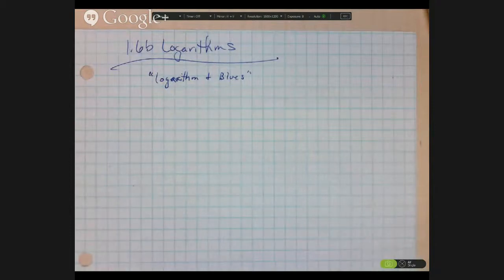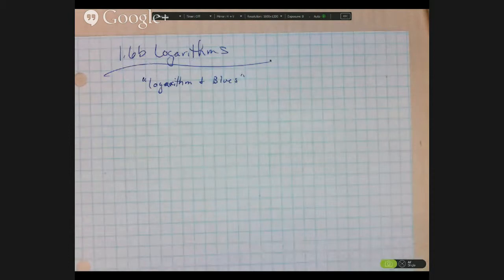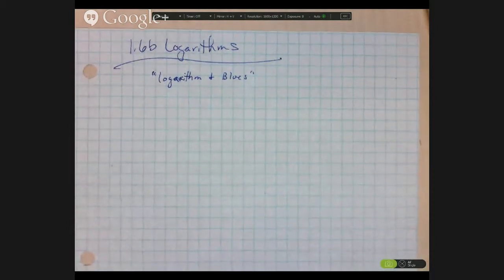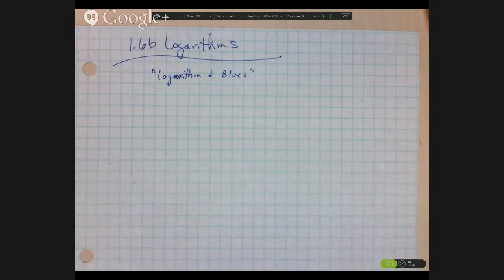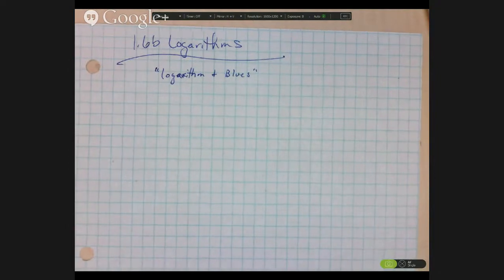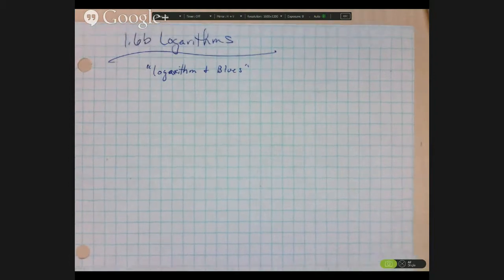Okay, we're here again. We're on 1.6b this time with Logarithm and Blues. But don't worry, I'm not going to sing to you. Logarithms are probably something you've just been introduced to, so the goal would be to help you understand them and how to use them. They can be a bit tricky. Some people get confused with them.